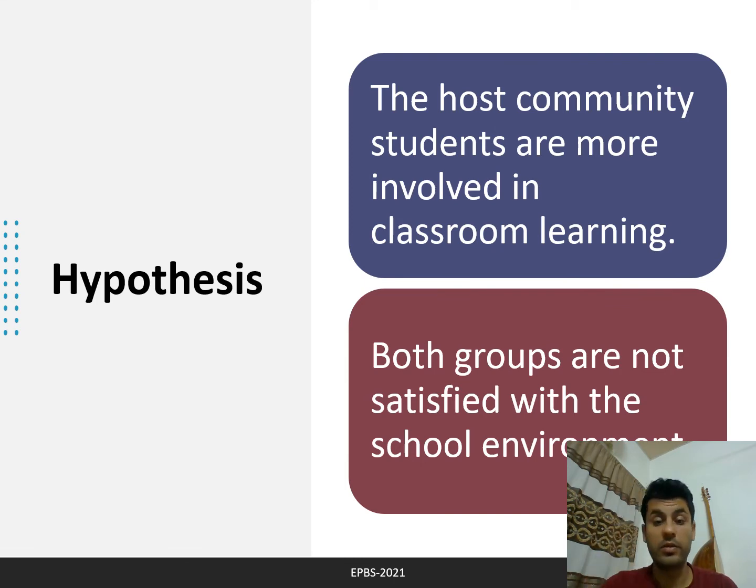So for this, we have hypotheses. The hypotheses are that host community students are more involved in classroom learning because of the same factors we already talked about. We believe that they are more involved because the refugee students may have more problems that sometimes prevent them from being more involved in the classes. And it could be that both groups are not satisfied with the school environment because the infrastructure of the schools in Iraq and Kurdistan and for the refugees is not good enough. So the hypothesis is that they are not satisfied.